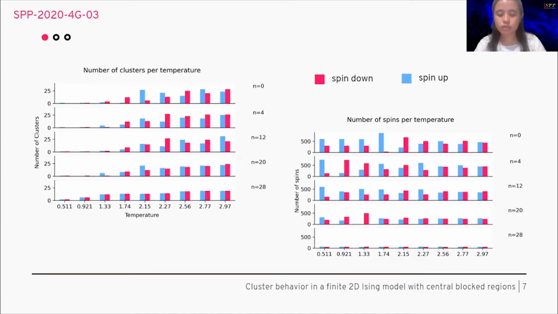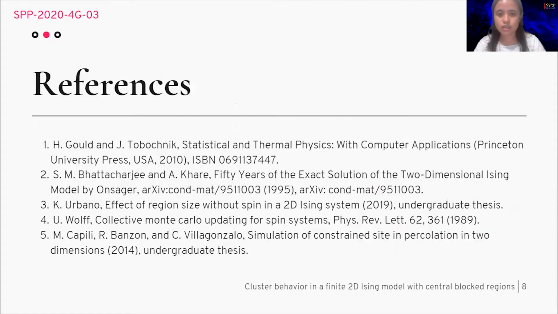For the number of clusters, there seemed to be no general trend for n less than 28. However, for the number of spins for n less than 28, there's a decreasing difference between the spin-up and spin-down count as the temperature increases. For both plots, the number of clusters and the number of spins are equal for all temperature points for n equals 28. From previous studies of a similar system, this is due to the change in dimensionality of the system for the extreme case. That's all.